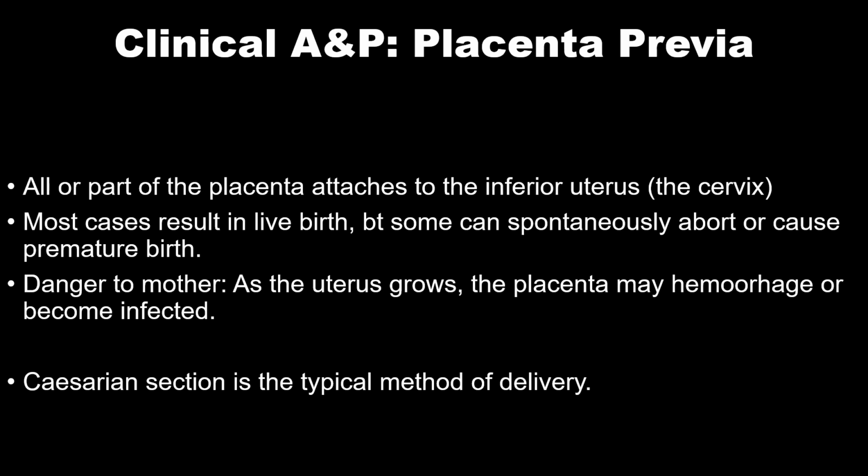This condition is also dangerous to the mother because as the uterus stretches to accommodate fetal and placental growth, the placenta can actually hemorrhage if it's attached to the cervix or become infected. And both of these can seriously increase the risk of maternal mortality. Typically, cesarean section, the surgical removal of the fetus, is the preferred method of delivery in cases of placenta previa.